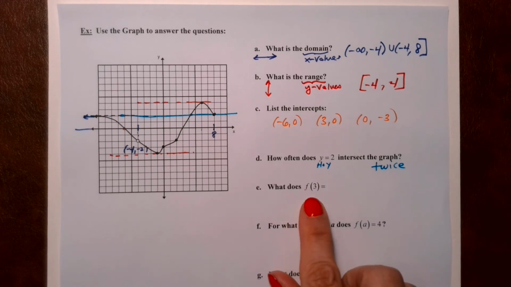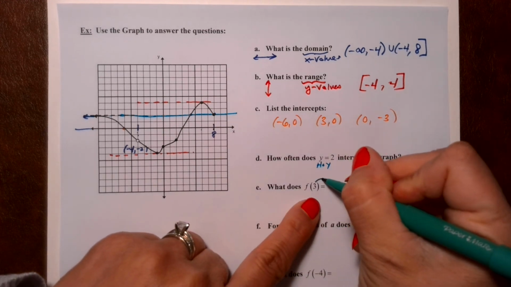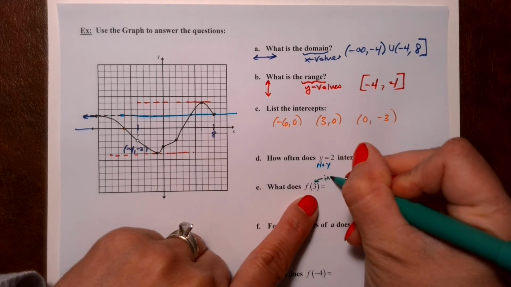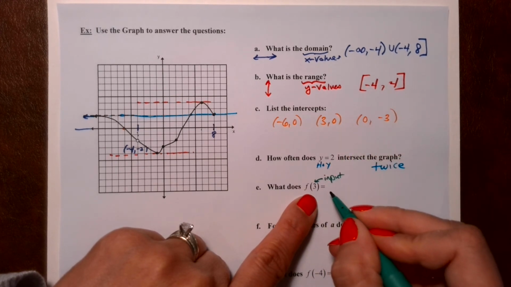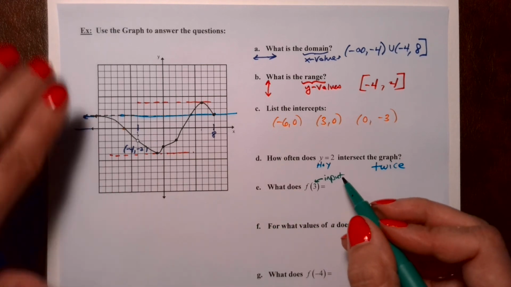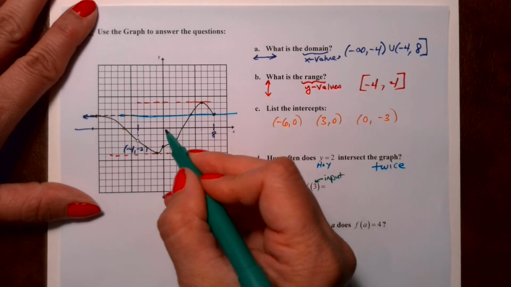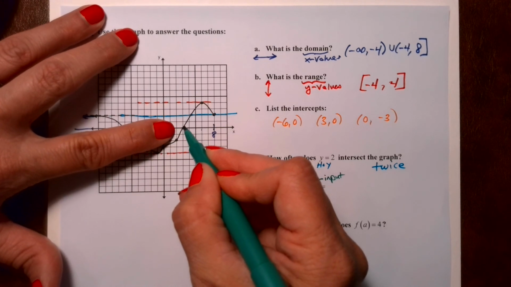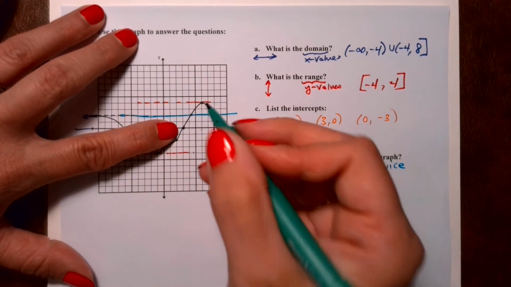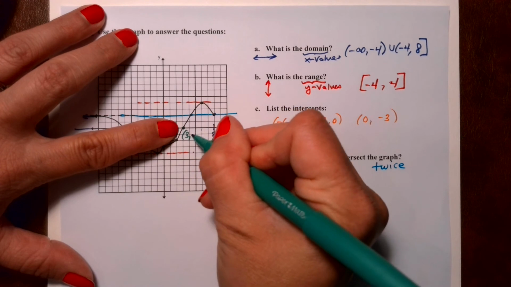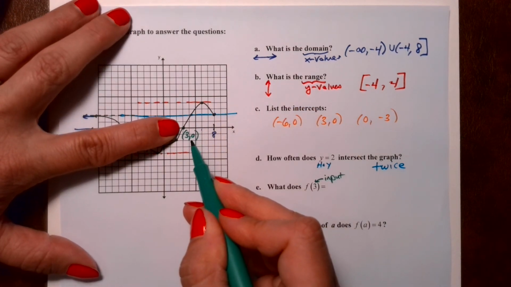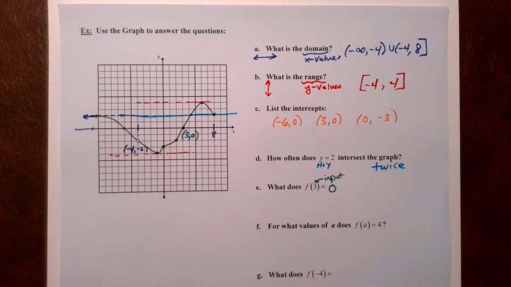What does f of 3 equal? All right, so this is some function notation. Is 3 the input or the output? Okay, that's the input, and they want us to find the output. So let's go find the 3. Let's put x: 1, 2, 3. Oh, it's right there. That's the point (3, 0). So when 3 is the input, what's the y value? 0.